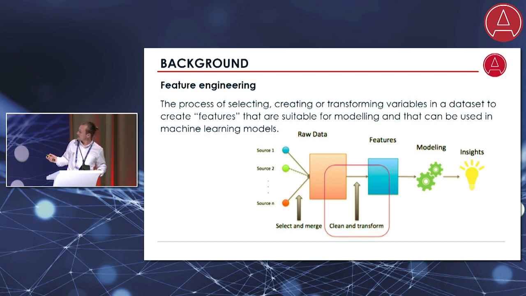So take raw data, you clean and transform, and that transformation process creates these features, and these features are then more suited for whatever model you're using, whether this is a machine learning model or actuarial model, and then it gives you the result. So just a very broad definition.